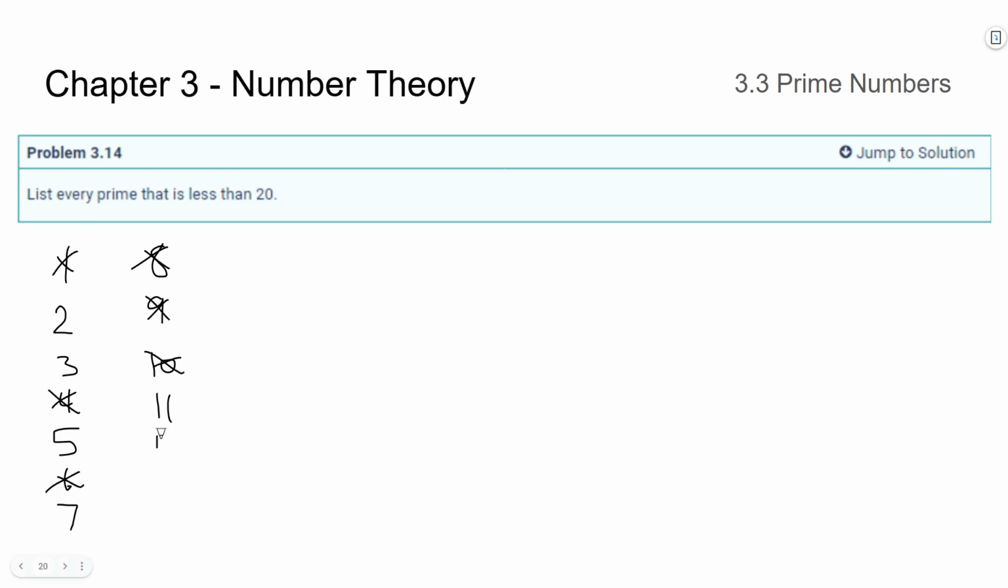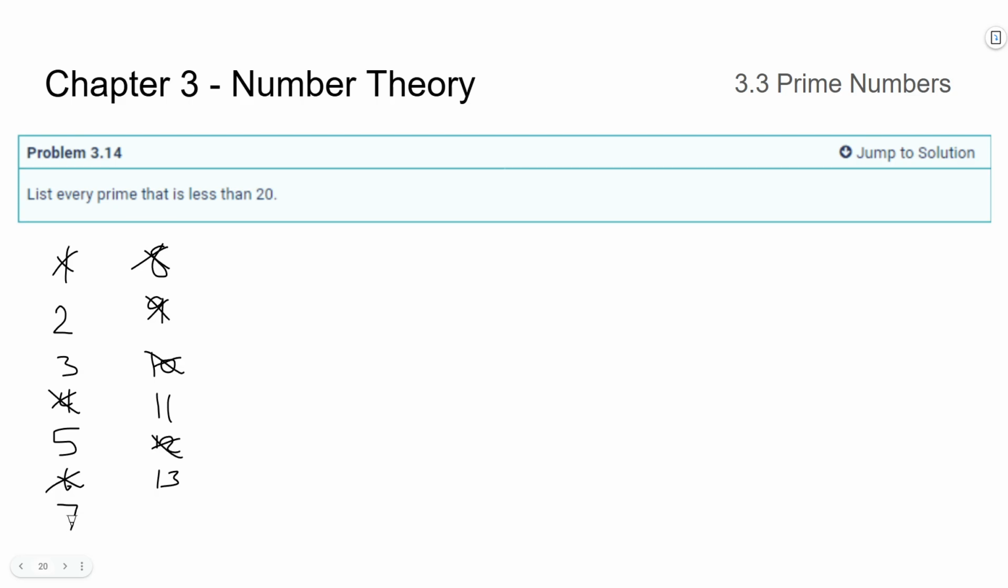12, 12 is even, so no. 13, well, let's see here. Again, it's not an even number. How about 3? So 1 plus 3 is 4, but 4 is not a multiple of 3. Also not a multiple of 9, okay? How about 4? Not an even number. 5 doesn't end in a 5 or 0.